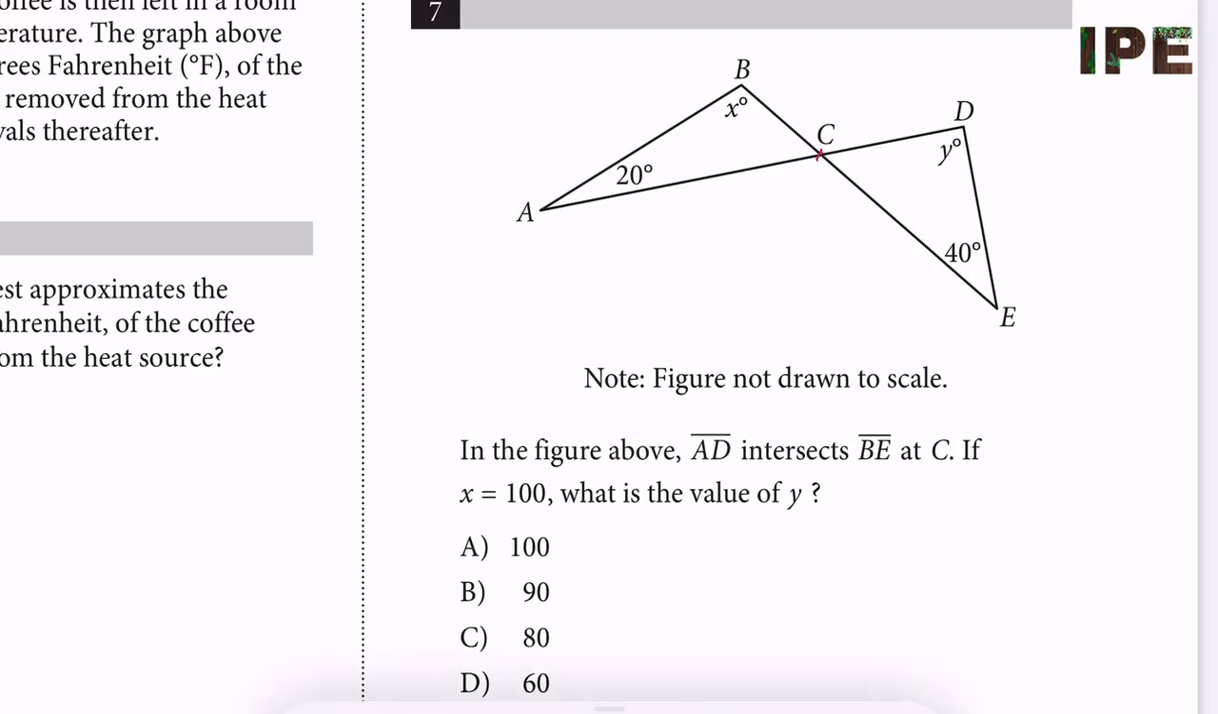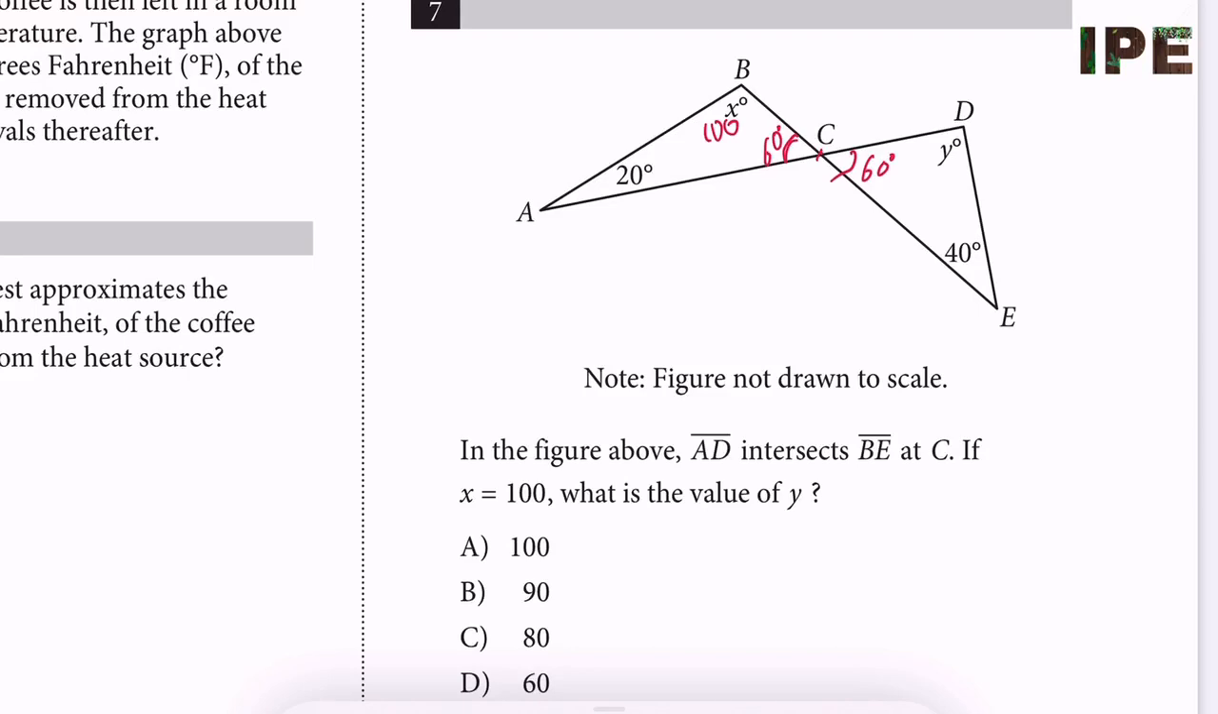In the figure above, AD and BC intersect. If x equals 100, find y. Oh, it's an easy problem. 100 plus 20 is 120. That's why this angle is 60, because the sum of the three angles of a triangle must always be 180 degrees. Okay, and then this angle is 60 as well because these two are vertical angles. Vertical angles are always congruent.